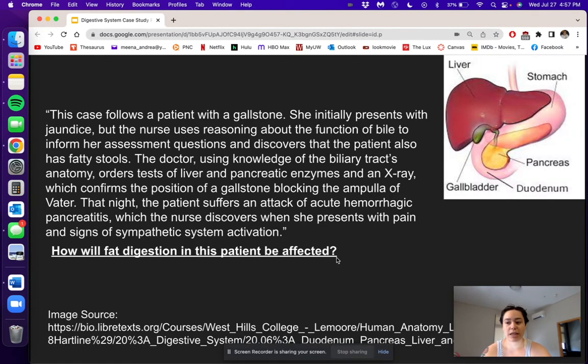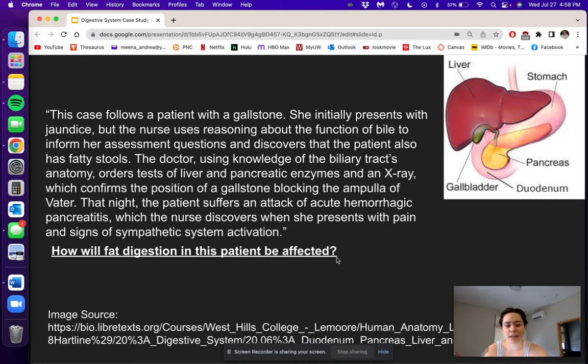So here is our case study and the question of interest. This case follows a patient with a gallstone. She initially presents with jaundice, but the nurse uses reasoning about the function of bile to inform her assessment questions and discovers that the patient also has fatty stools. The doctor, using knowledge of the biliary tract's anatomy, orders tests of liver and pancreatic enzymes and an X-ray, which confirms the position of a gallstone blocking the ampulla of Vater.